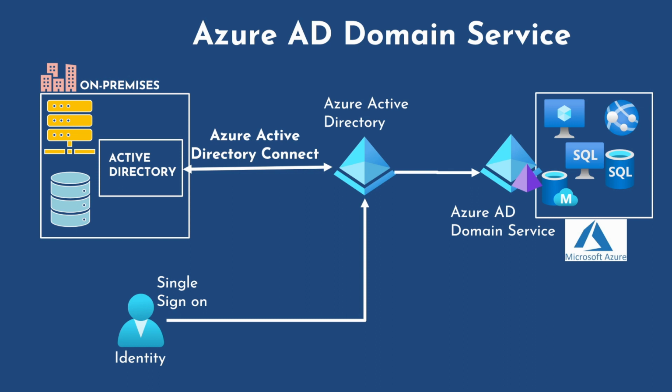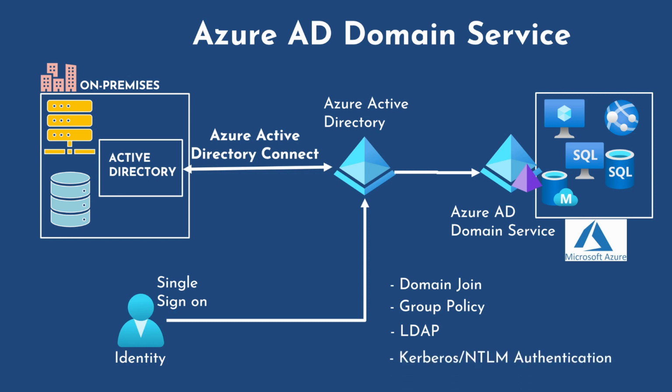That means any changes that happen at the source location would reflect in the destination as well, but not the other way around. Also, this service provides managed domain services such as domain join, group policy, LDAP authentication, and also some advanced authentication mechanisms such as Kerberos and NTLM. So these advanced authentications are not provided with Azure AD Connect or Azure Active Directory. So if you need to have a managed domain service, then you use Azure AD Domain Services.